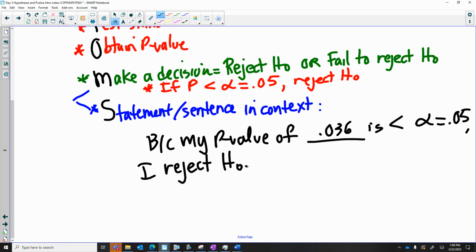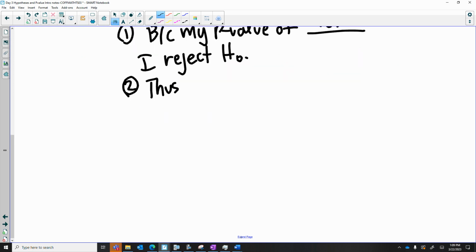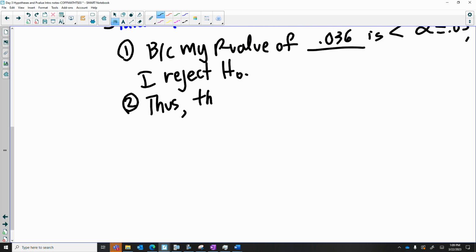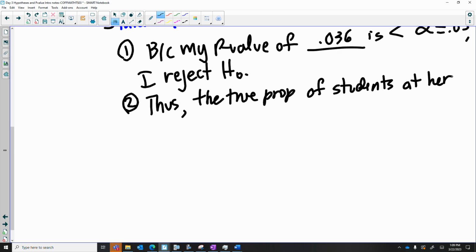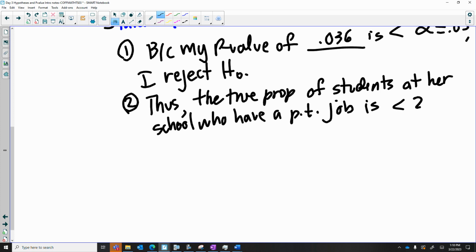That's my first thing that I say. And then I say thus, and what does it mean? Thus, in context, the true proportion of students at the school who have a part-time job is less than 25%. Thus, the true proportion of students at her school, this is the parameter of interest, by the way, who have a part-time job is indeed less than 25%.